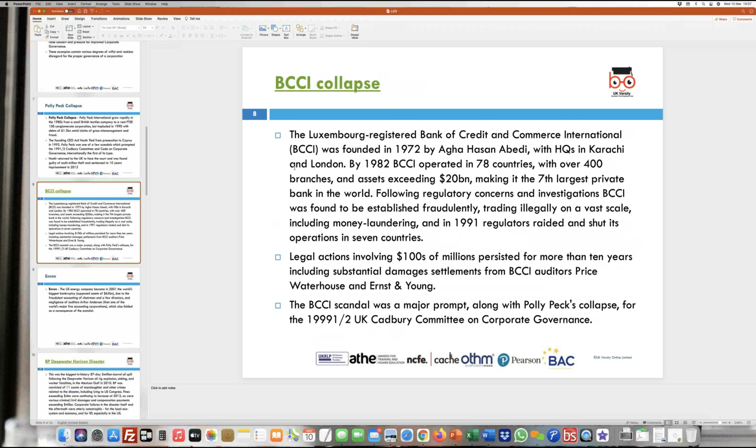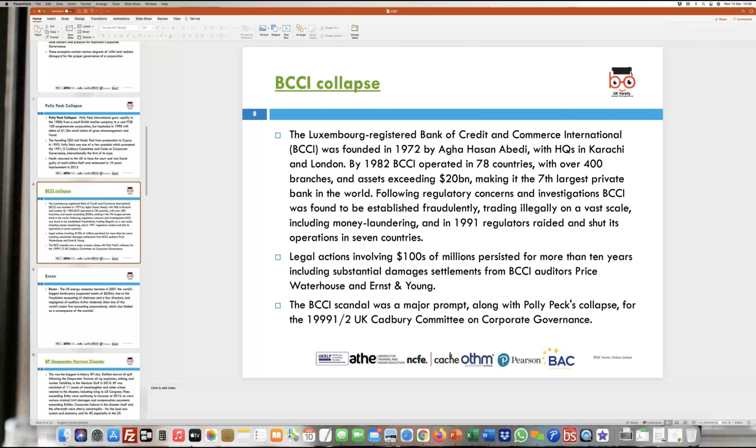Then we look at another example from a different country, not the UK, but a different country in Europe, like Luxembourg. We take up the example of the BCCI collapse. This was a Luxembourg registered bank, Bank of Credit and Commerce International, founded in 1972 by Agha Hasan Abedi, and the bank was essentially headquartered in Karachi and London. This bank had 400 branches and assets of 20 billion. It was one of the seventh largest private banks at that point in time, in 1982. And obviously a lot of irregularities were found in running the operations of this bank, including money laundering, and the regulators ended up raiding this bank in seven countries in 1991, which led to the closure of this company.